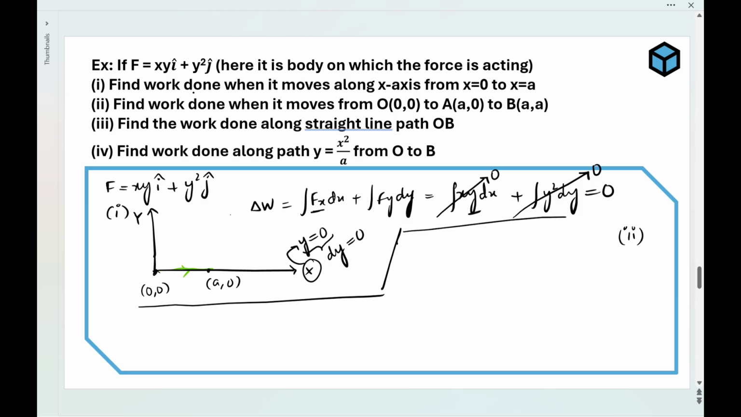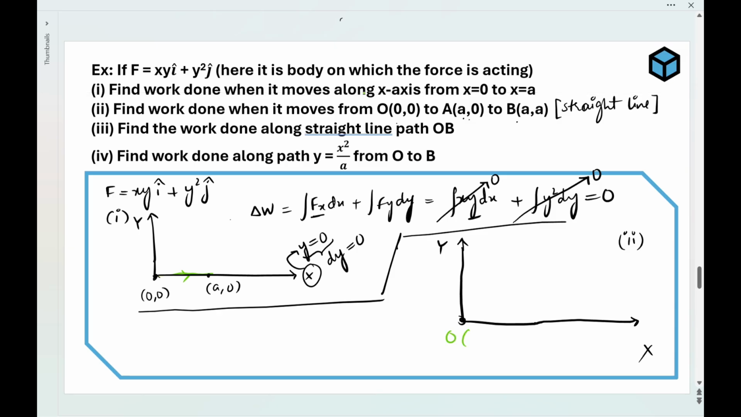So in the second case, it's saying find the work done when it moves from O to A to B, and the coordinates are given. I will also mention that it's moving in a straight line. Okay, so it will make more sense. So again, draw the coordinate axis like this. This is the y-axis, this is the x-axis. Now here we have to draw the points.